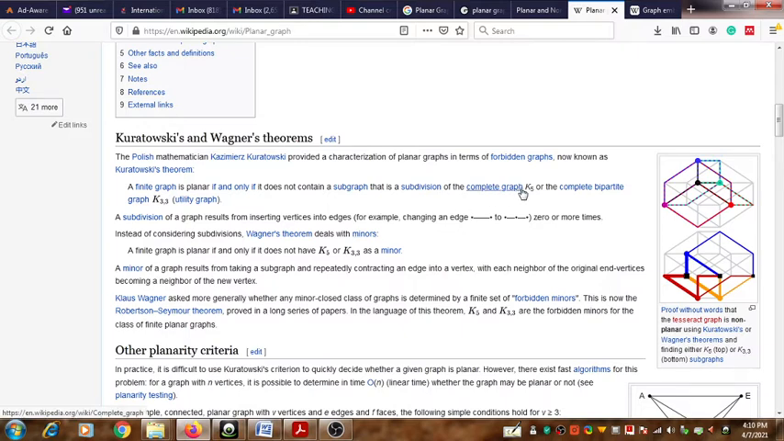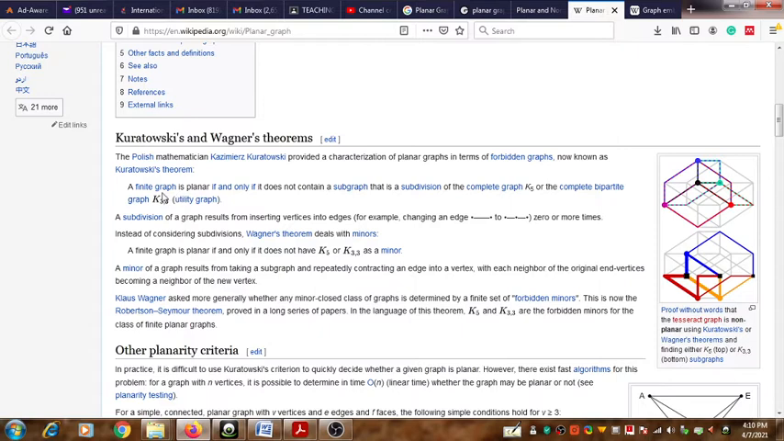K5 is the complete graph on 5 vertices, and K33 is the complete bipartite graph containing 3 vertices each in its bipartition. There are two important results. Both results finally take us to the same conclusion, but the statements are slightly different.